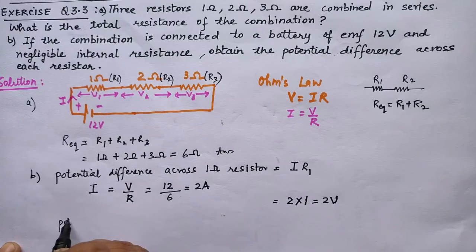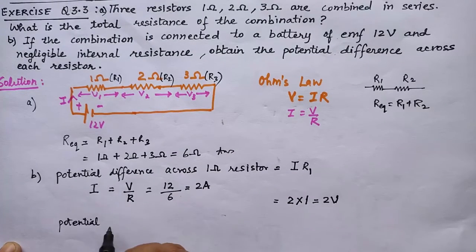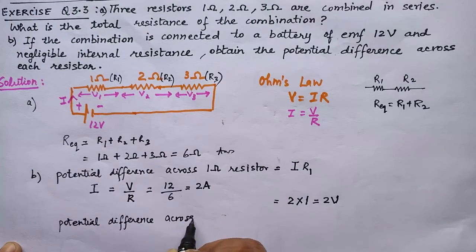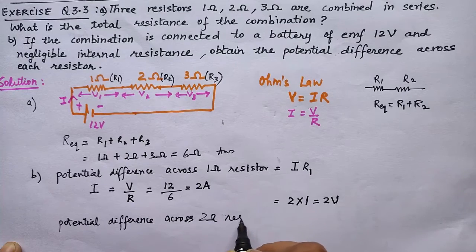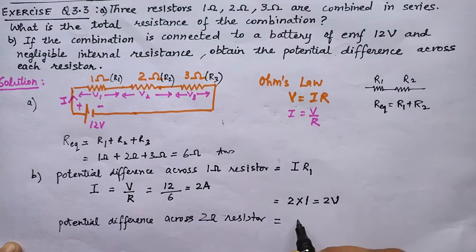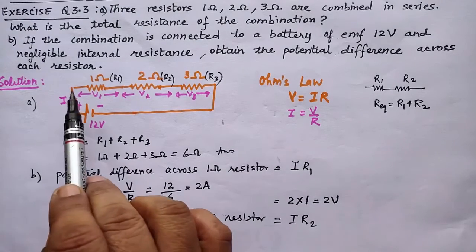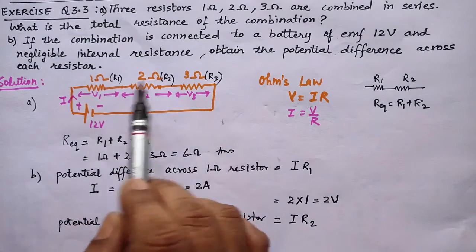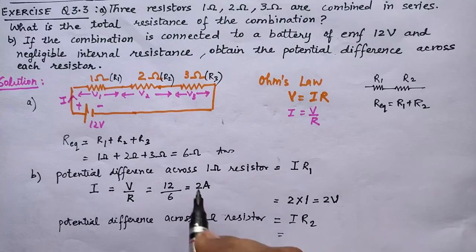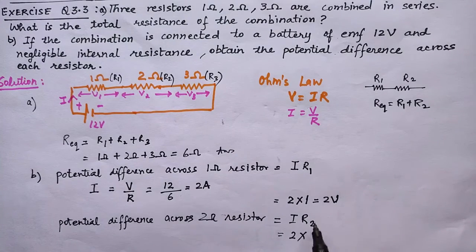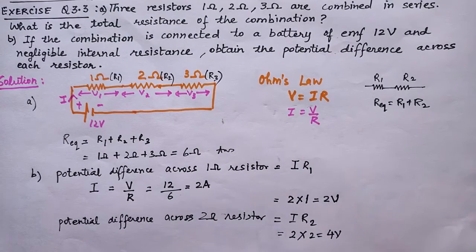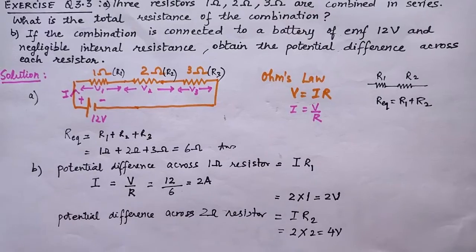Now the second one, potential difference across 2 ohm resistor. This is again given as I into R2 because the current is the same. See, the charge which is entering this is leaving this. So the value of current is the same in all the series connections. The current we already know is 2, and R2 is 2. So that means 4 volts is the potential difference across the 2 ohm resistor.